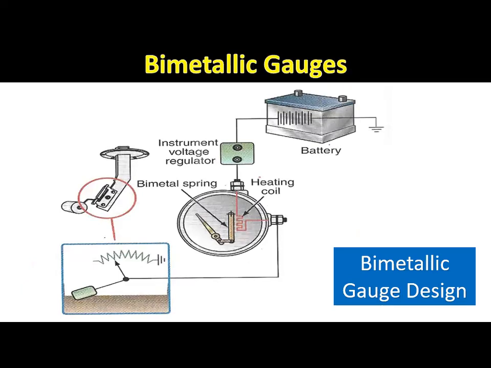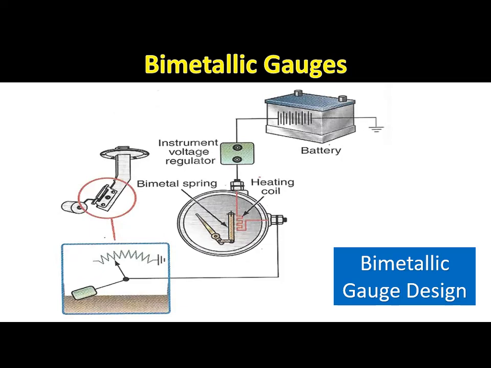Most vehicles prior to 1980 are equipped with bimetallic gauges. In this type of gauge, the needle is linked to a bimetallic strip. A bimetallic strip contains two different metals fused together. As a bimetallic strip is heated, the metals expand at different rates and cause the strip to bend. When the strip is heated, it pushes the needle across the gauge scale.